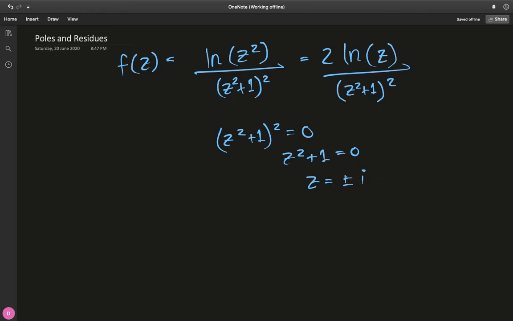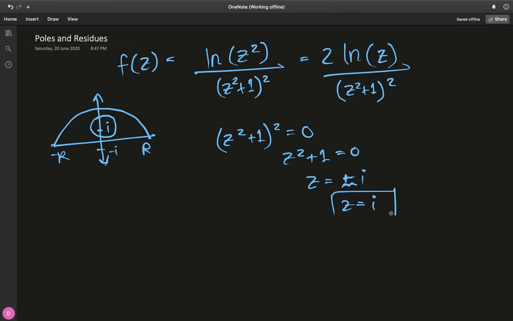So for plus I and minus I, but again we should concern ourselves with only those poles which are inside our contour. So our contour was something like this, from minus r to r, and I is just one unit on the imaginary axis, minus I is minus 1, or in the negative y direction on the imaginary axis. So what's inside the contour? Well, positive I is. So we drop the negative part of it. We're only concerned with the pole when z equals I.